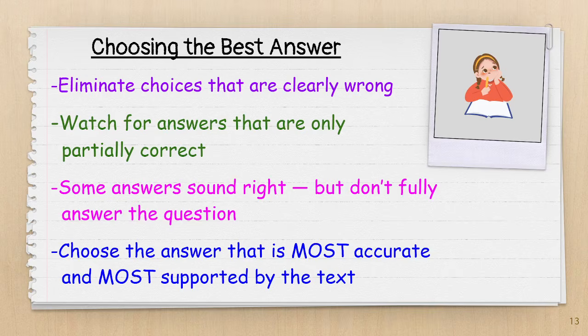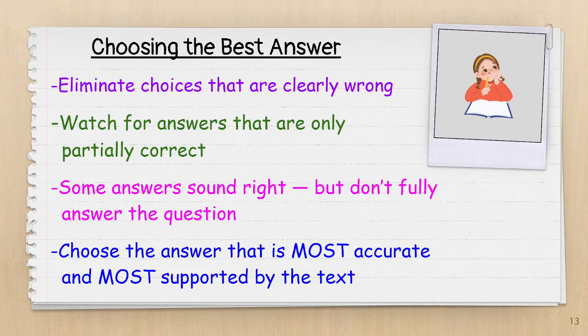You may see some choices that are clearly wrong, but you also have to watch out for answers that are only partially correct. Okay, because sometimes you'll see several choices that have truth to them. They're not always going to be obviously wrong, some of the choices. So if you see some that are clearly wrong, cross them off. But watch for answers that are only partially correct. Some answers might sound right, but they don't fully answer the question. So choose the answer that is most accurate and most supported by the text.